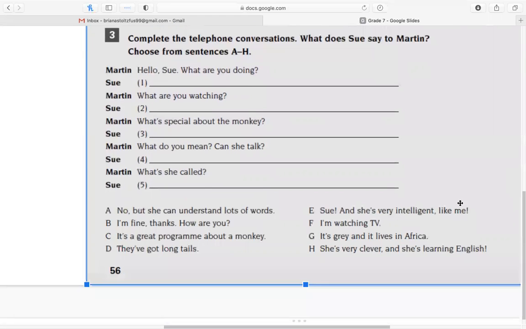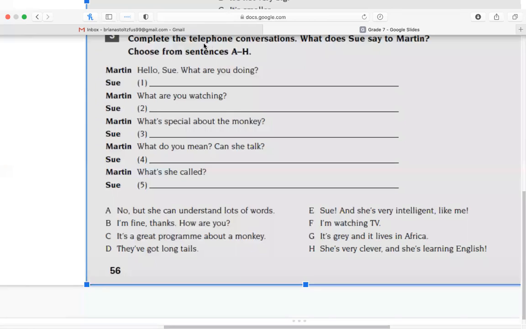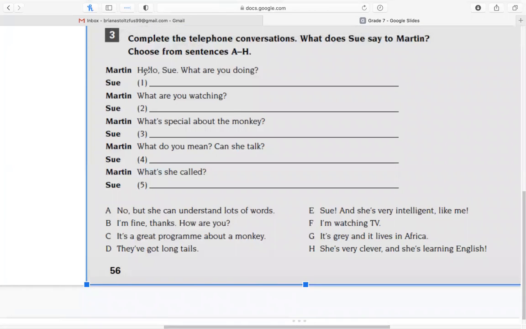Next, complete this conversation using these answers. For example, Martin says, "Hello, Sue, what are you doing?" What do you think Sue says? She probably says, "I'm watching TV." Martin says, "What are you watching?" What do you think Sue says? She's talking about a TV show or a TV program. So the answer is C.